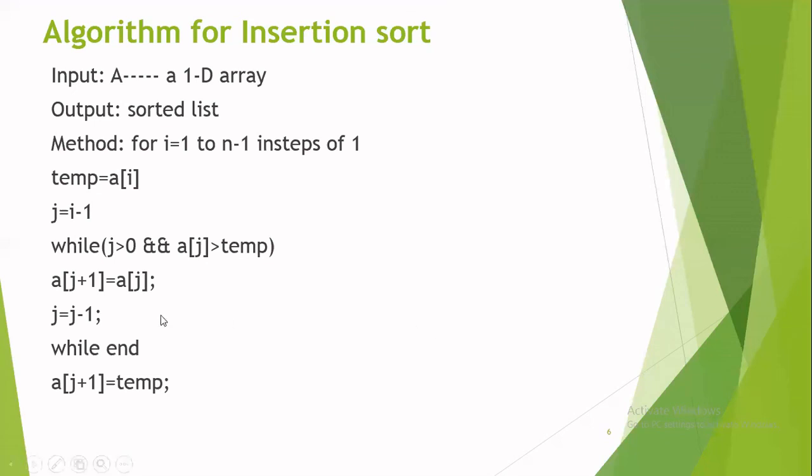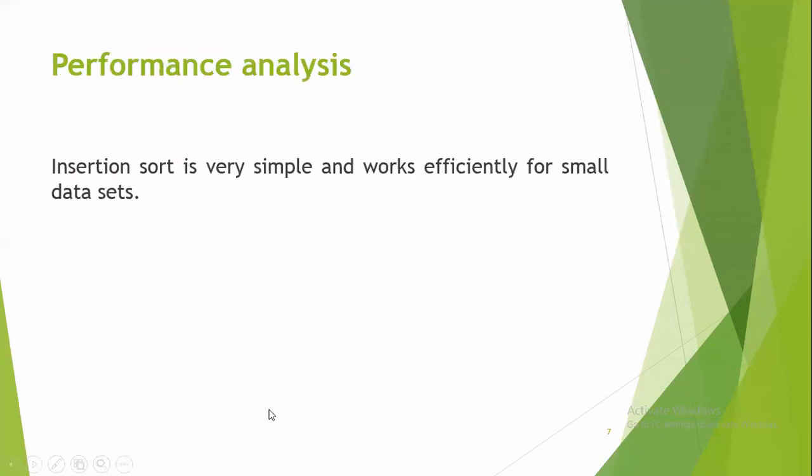At the end of this while loop, you will have found the position for this temp, that is the j plus 1th position. And to this A of j plus 1, you are writing the content of temp. And this process is repeated for every element in the unsorted list. So at the end of this for loop, you will have a sorted list.